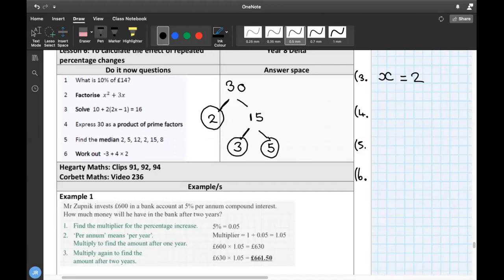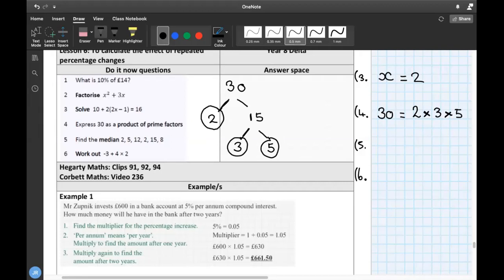So what I've done is I've found my prime factors. I now need a product of prime factors. So I just write out the original amount, 30, and that was equal to our prime factor 2, multiplied, this is the product part, the multiply sign, multiplied by 3, multiplied by 5. Okay, so you've got your prime factors and you've expressed it as a product of its prime factors.